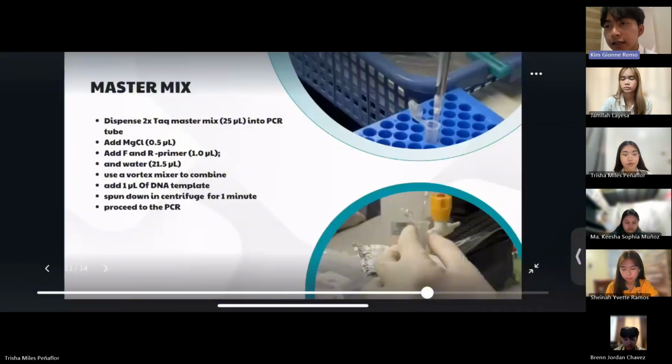And before adding the DNA template, it is required to vortex mix the reagents to make sure that everything is well combined, so that the DNA will act accordingly in our PCR. After we add 1 microliter of DNA template, it is spun down in a centrifuge for under 1 minute to make sure that every reagent is at the bottom and there are no bubbles in the PCR tube. After using the centrifuge on the sample, we will proceed to the PCR program.